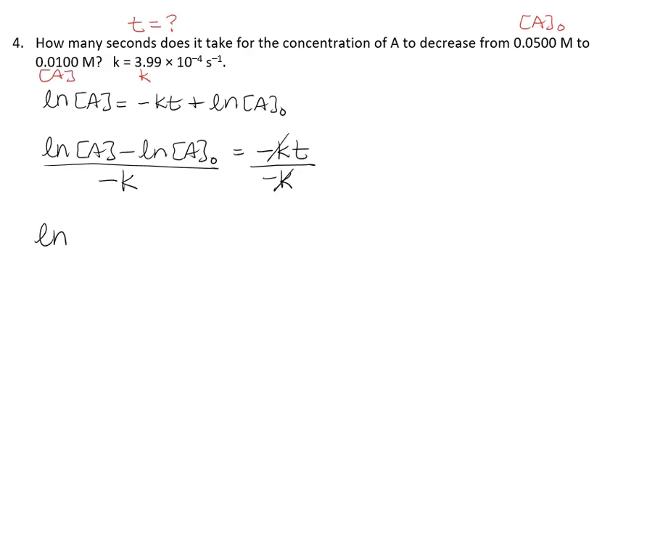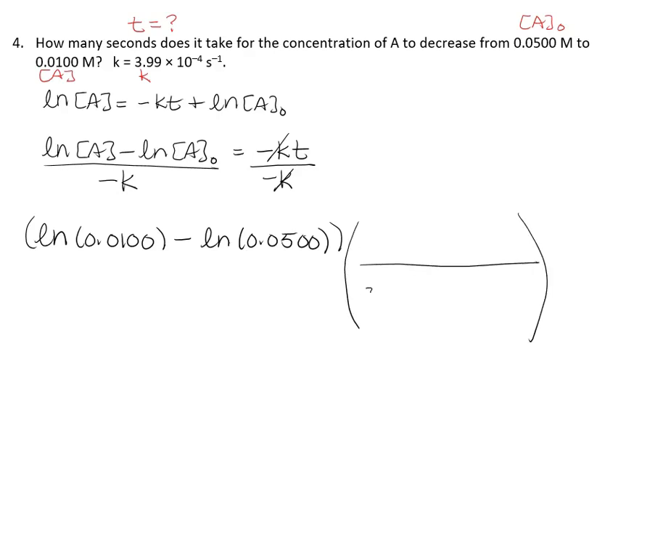We have ln A, which is 0.0100, minus ln A naught, 0.0500, and that quantity divided by negative k. I'm going to write the k as its own term. It's in the denominator. We have 3.99 times 10 to the negative 4 in the denominator. Inverse seconds, so the seconds flip to the top.